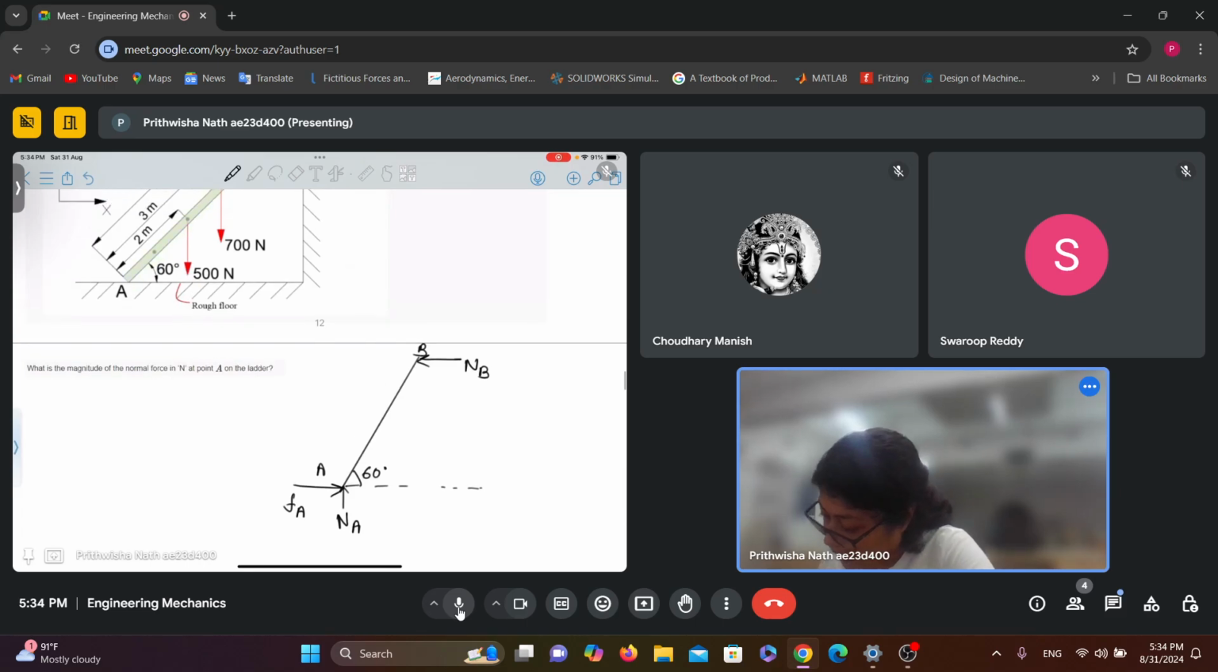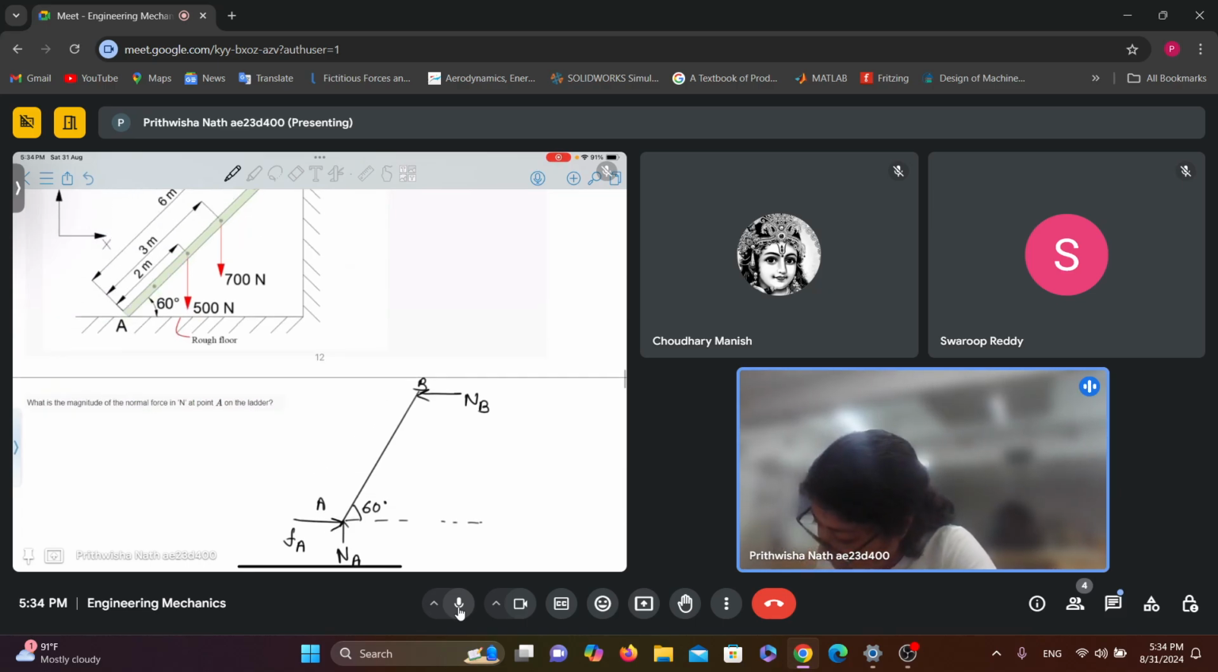So now, the weight is 700 and weight of man is 500 Newton. This is 2 meter and this distance is 3 meter and this entire distance is 6 meter.